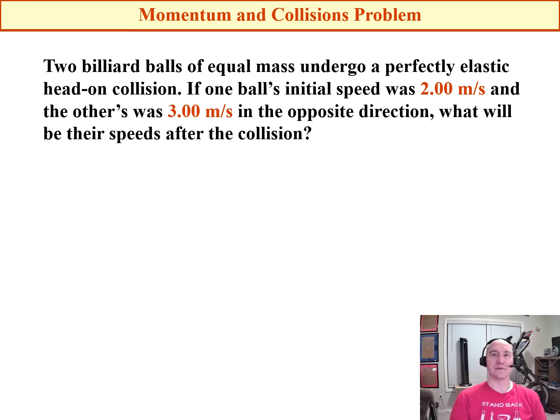All right, two billiard balls of equal mass undergo a perfectly elastic head-on collision. If one has a speed of 2 meters per second and the other has a speed of 3 meters per second in the opposite direction, what will their speeds be after the collision? Go ahead and give this a shot.